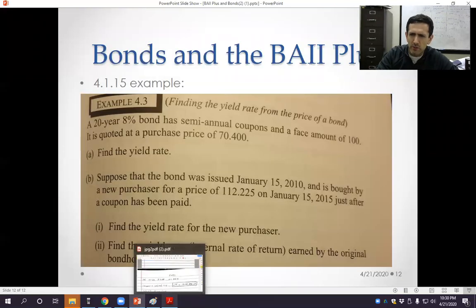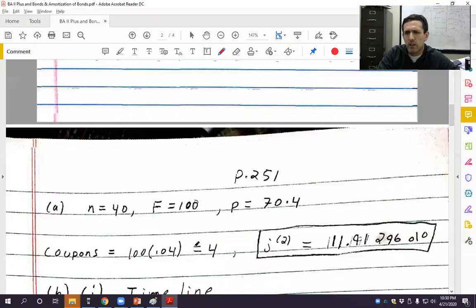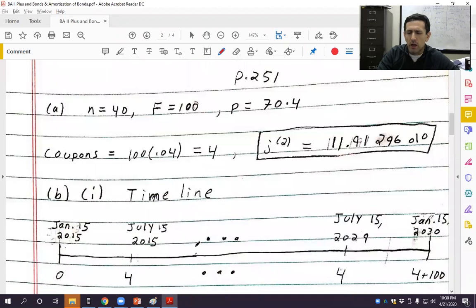So let's see this problem set up. First of all, between January 15th, 2010 and January 15th, 2015 is 5 years. So let's draw the timeline for what on earth is going on. And this is a timeline for the purchaser.